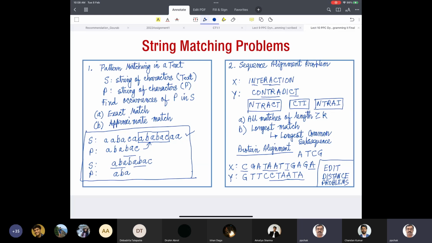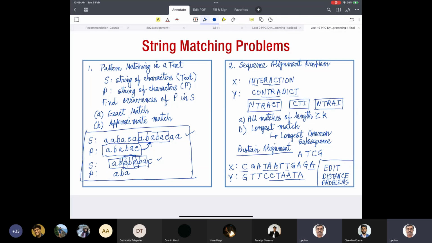So this is the match. This is the pattern and it matches the string here. The matches could overlap and there could be multiple matches. For example, if the string is A, B, A, B, A, B, A, C, and the pattern is A, B, A, then you can see that there is one match here, there is one match here, and there is another match here. So matches could be overlapping, and these are exact matches.